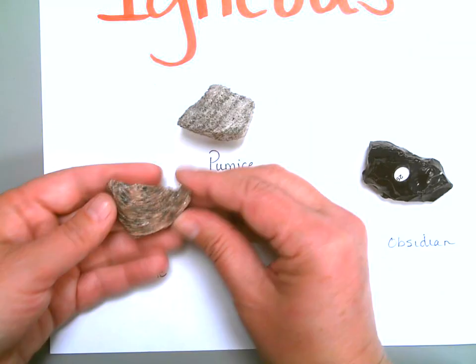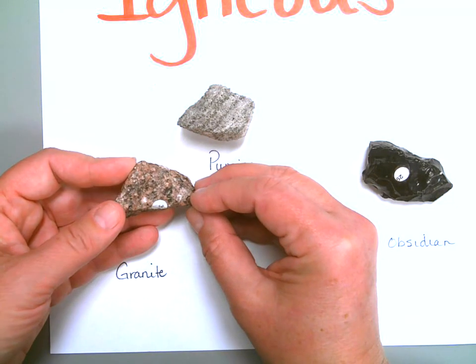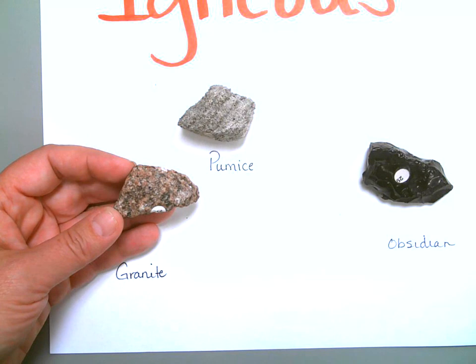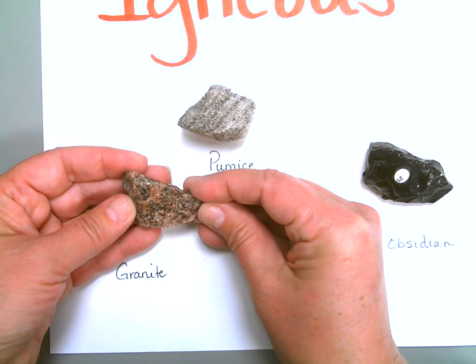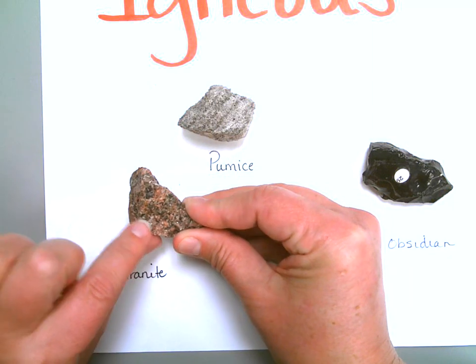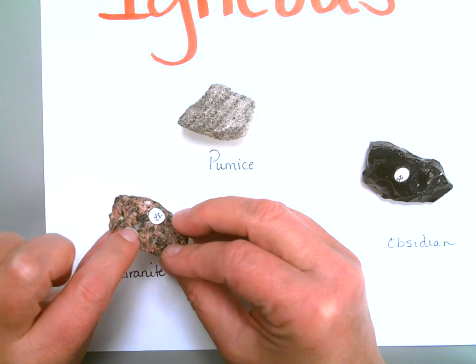Granite is one of the most common rocks found on the earth. It is an intrusive igneous rock, which means it never left the center, it never left the crust. It cooled underneath the layer of crust, and it cooled slowly. And that is why you'll see some large crystals in here. It's very pretty, shiny.